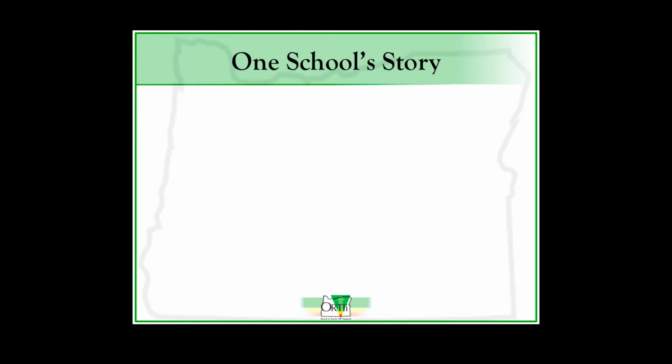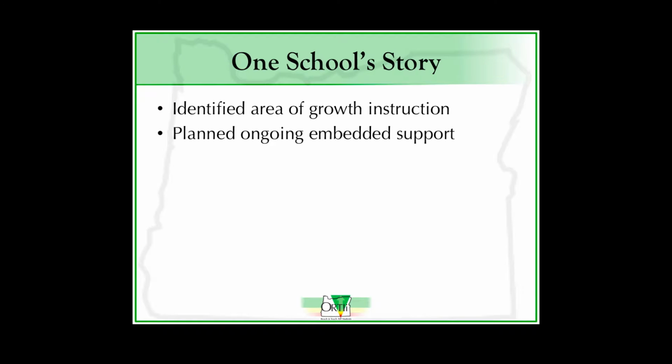Let's give you an example of one school's story. This is a school that's in a small rural district in the state of Oregon. They had identified an area of growth for instruction based on their core review meetings, and they set up to have core review walkthroughs. They planned ongoing and embedded support as a result of the findings in the walkthroughs.